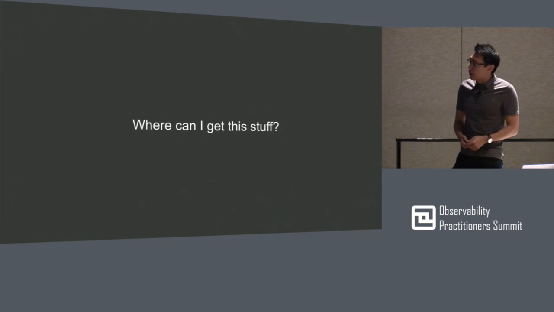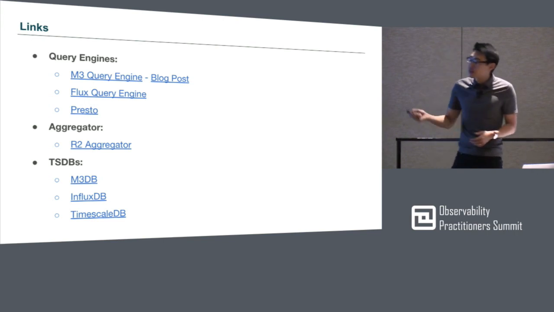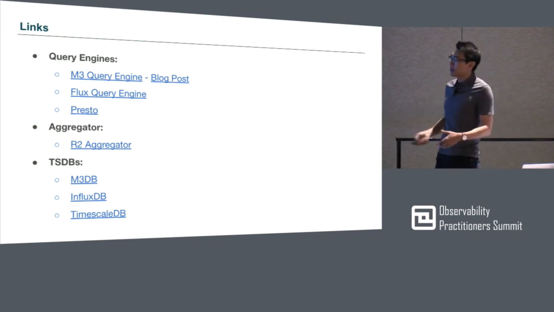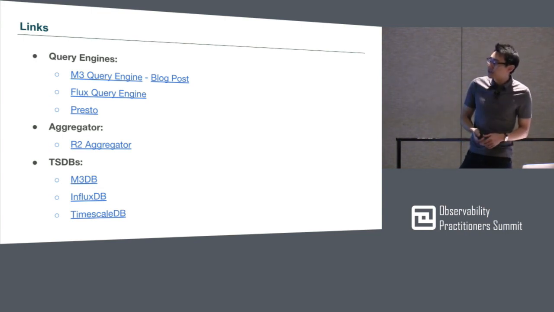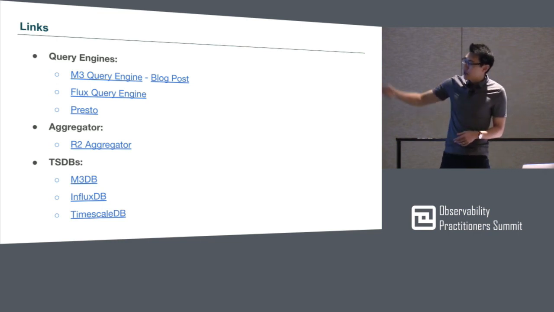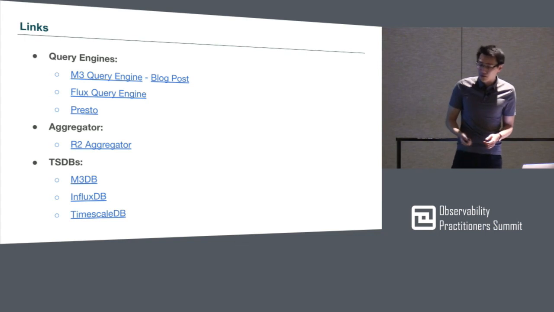Cool. So where can I get this stuff? For query engines, as I've been talking about the M3 query engine, the Flux query engine also has a lot of these functions in there. It's pretty cool. We just dropped a blog post, as I mentioned earlier today, so there are links to the code and the blog post. There's a link to the Presto distributed query engine there. R2 aggregator is there, and then some time series databases that you can use.